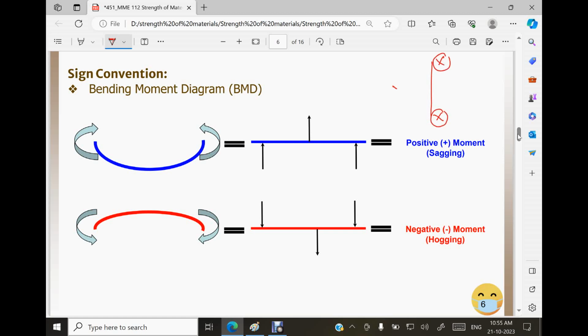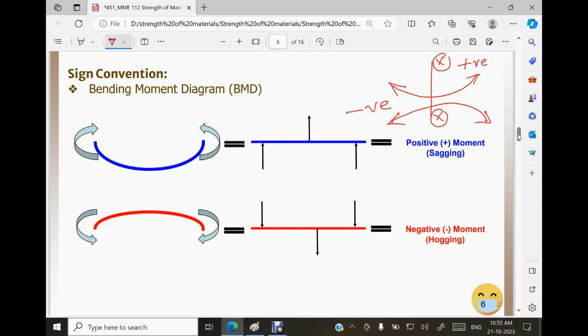Anything which is trying to bend the beam upward, whether on the left side or right side, we don't care. Okay. So then we take it as positive, any bending moment. Anything which is trying to bend the beam on either left side or right side downward, we will take it as negative. This is the sign convention. Understand? So this is what we have here.